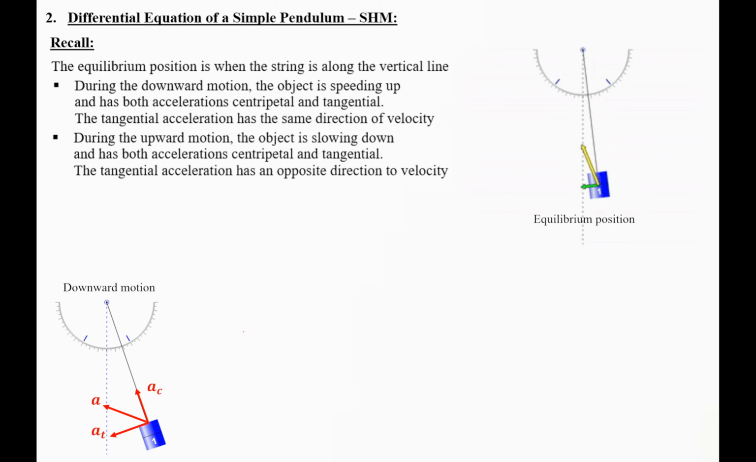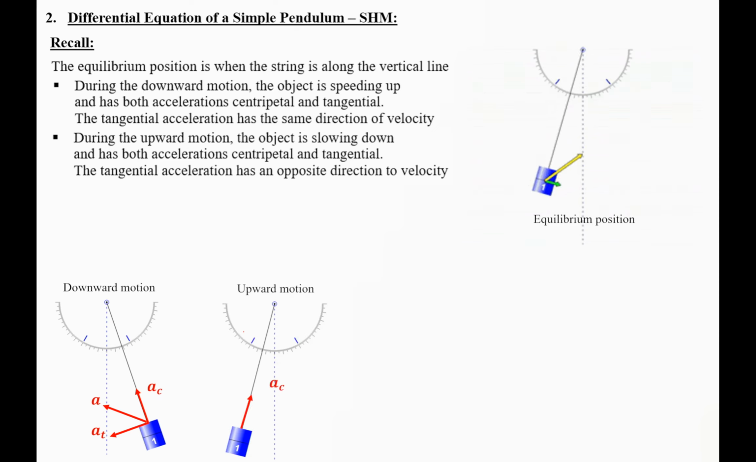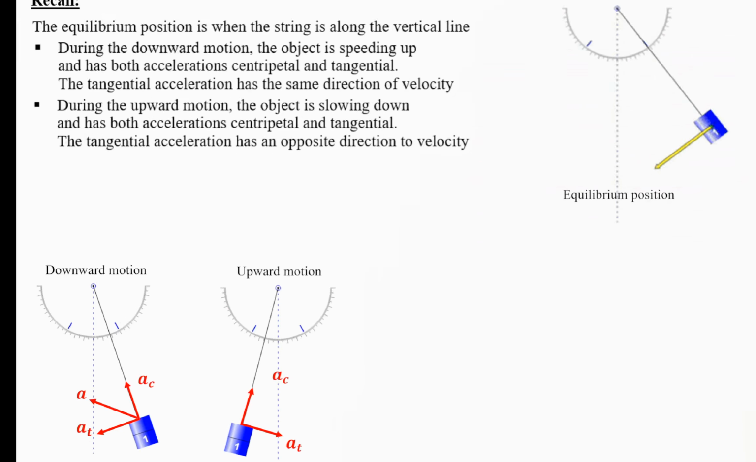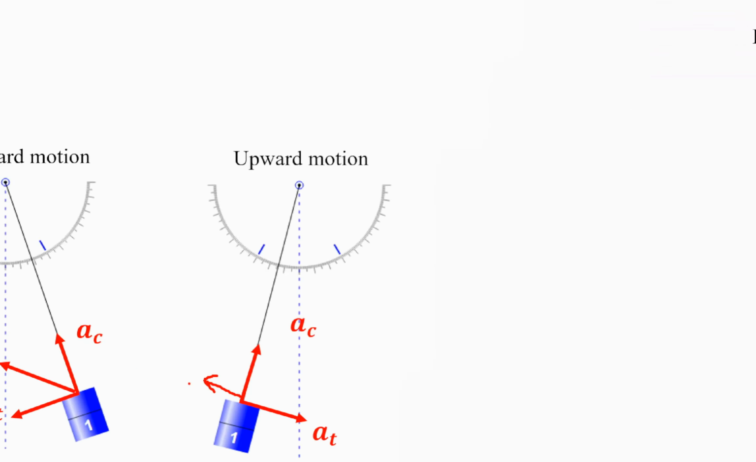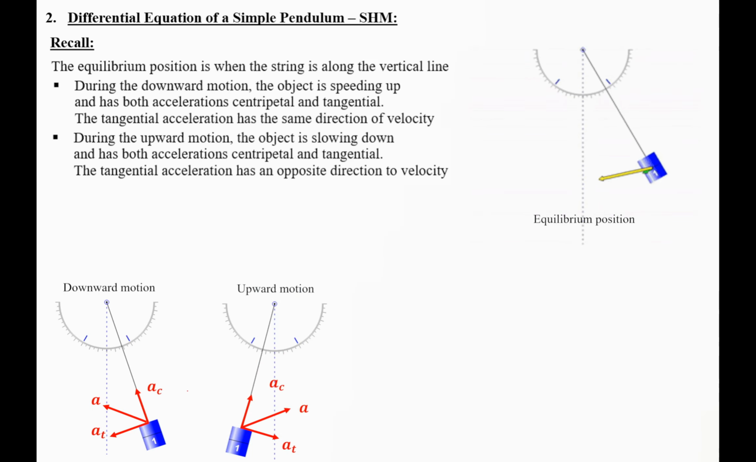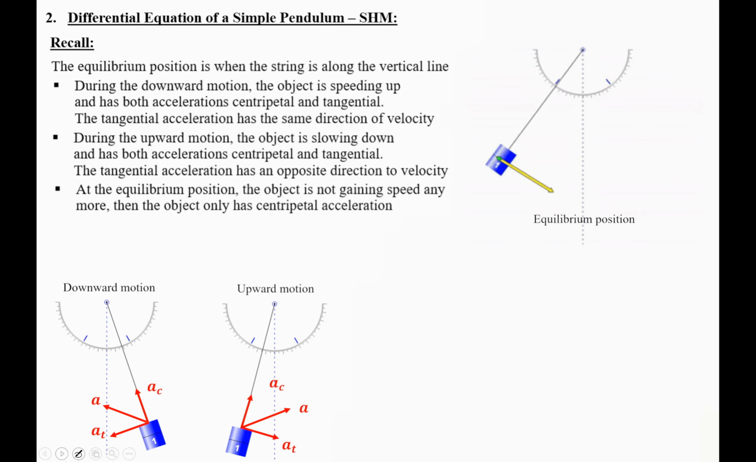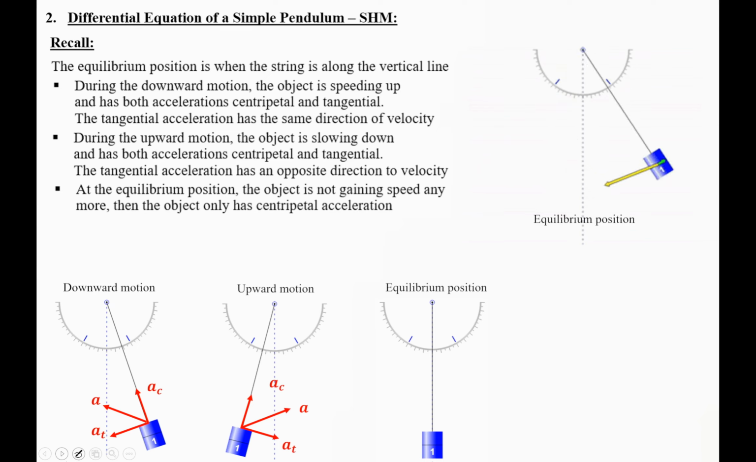During the upward motion, the object is slowing down and has both accelerations, centripetal and tangential. The tangential acceleration has an opposite direction to the velocity. Now this is the centripetal and that's the tangential. Notice that here the pendulum is moving in this direction, however here the object is moving in this direction, and the total acceleration would be given like that. At the equilibrium position, the object is not gaining speed anymore, so the object has only centripetal acceleration.